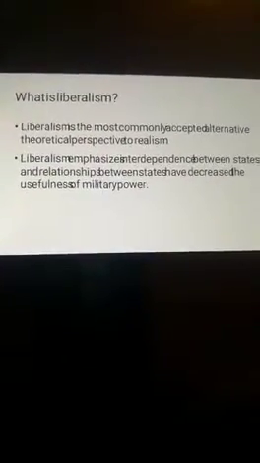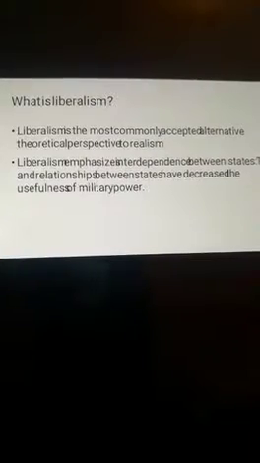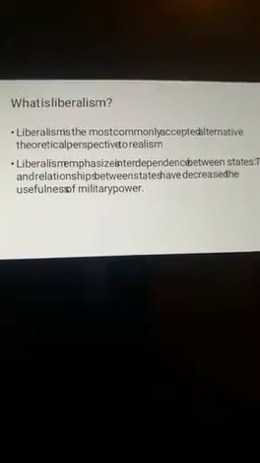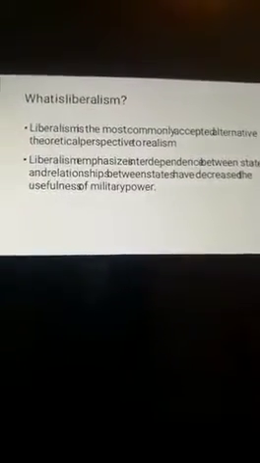Firstly, what is liberalism? Liberalism is the most commonly accepted alternative theoretical perspective to realism. Liberalism emphasizes interdependence between states. Ties and relationships between states have decreased the usefulness of military power.